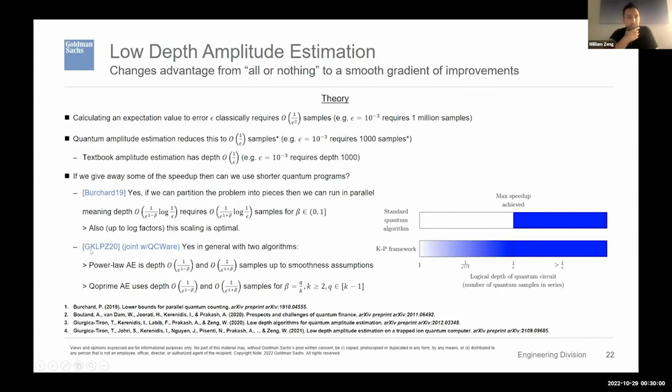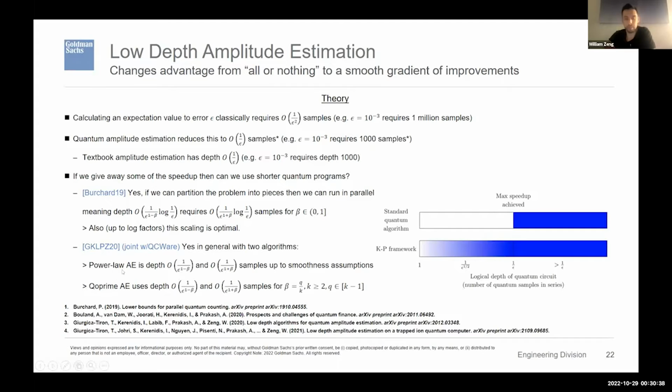So working with some folks at QCware, Anupam Prakash and Jordanis Kerenidis, and some folks on our team, we introduced two algorithms we call low-depth amplitude estimation. So the idea here is that you can pick some parameter beta and increase beta to change your depth, and basically decrease the depth that you run, but increase the number of total samples that you run. And so we get two algorithms for this.